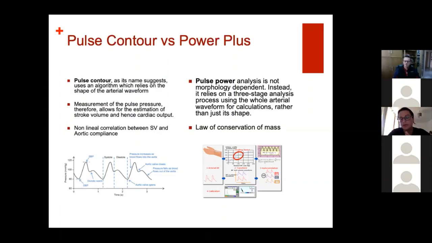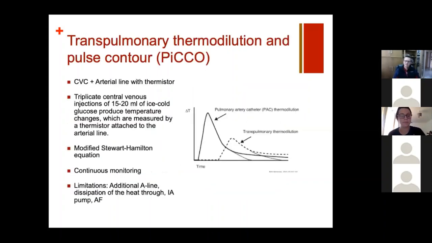PowerPlus, on the other hand, is a very complex algorithm that doesn't look only at the shape of the arterial line. It takes the arterial line waveform as a whole, and it's a four-stage transformation with complex mathematics that in the end gives you a number. So PulseCO is used in Vigileo and PiCCO. LiDCO uses PowerPlus, and I'm going to explain it further.